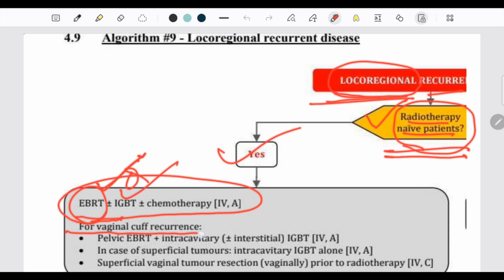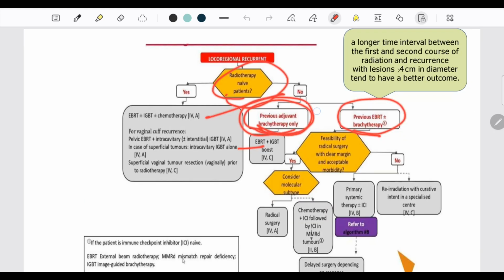And for vaginal cuff recurrence, pelvic external beam radiotherapy plus intracavitary image guided brachytherapy is preferred. And in case of superficial tumor, intracavitary image guided brachytherapy alone is sufficient. No need to give external beam radiotherapy. And in case of superficial vaginal tumor, you have to resect vaginally first prior to the radiotherapy. Then if she has received brachytherapy only, then external beam radiotherapy plus image guided brachytherapy boost should be given.